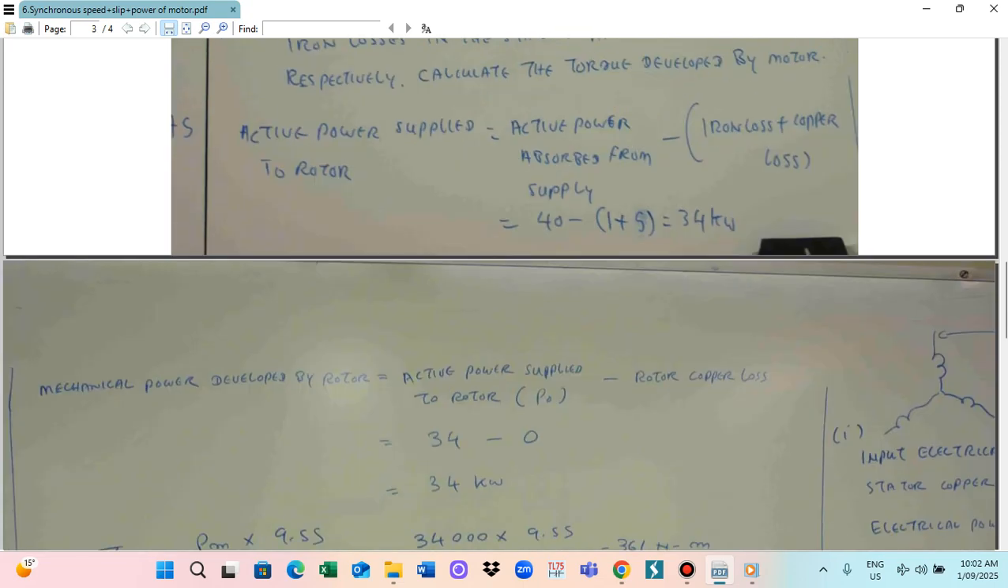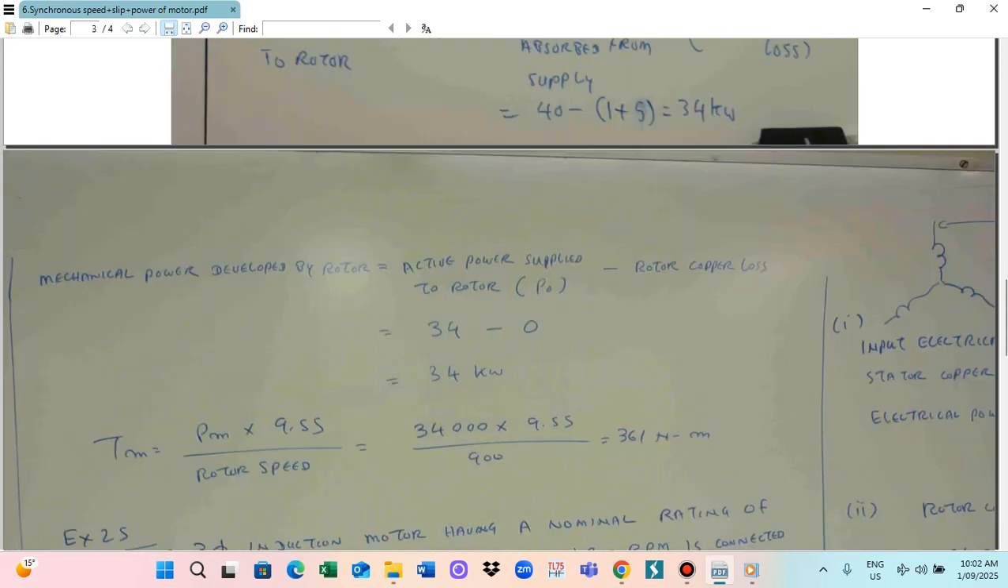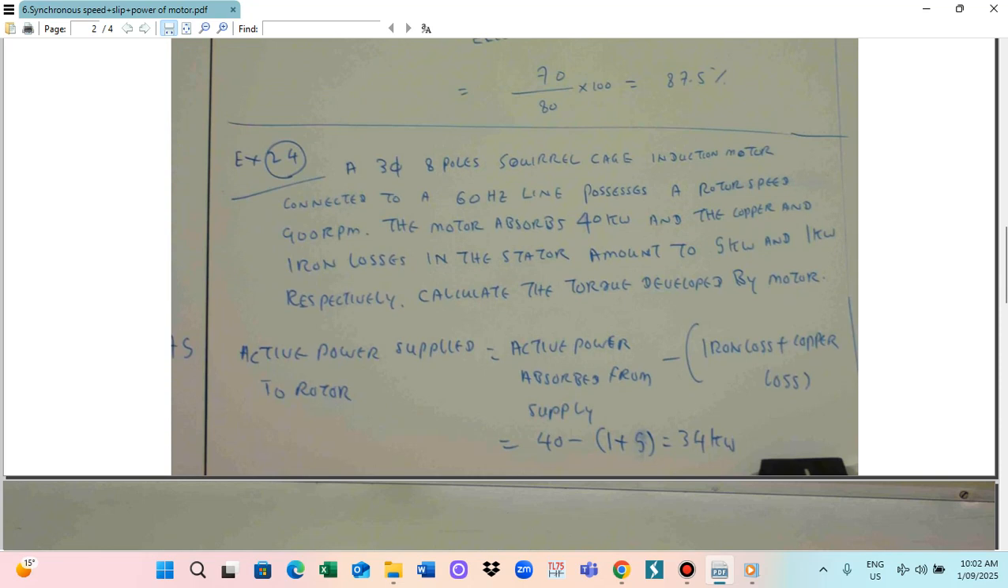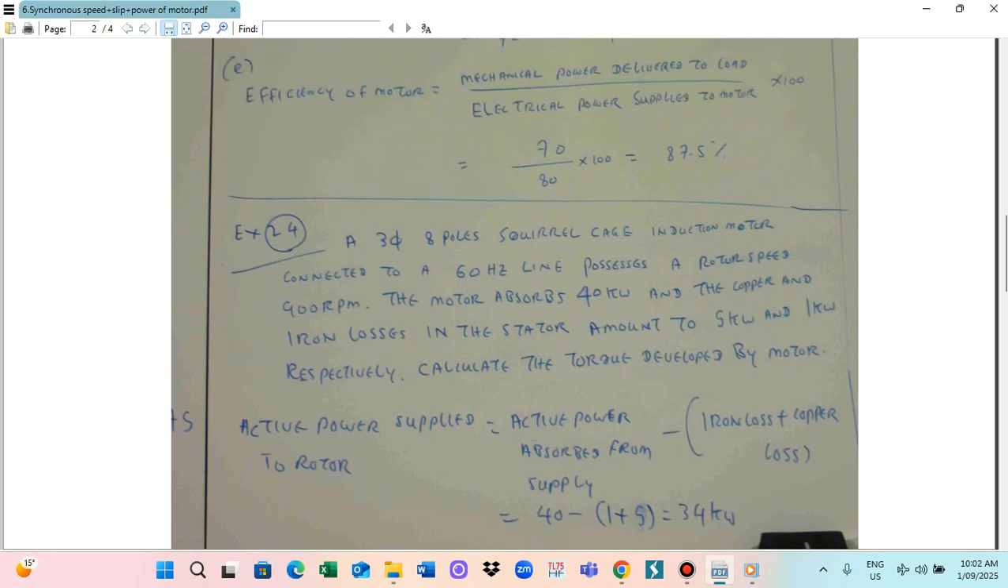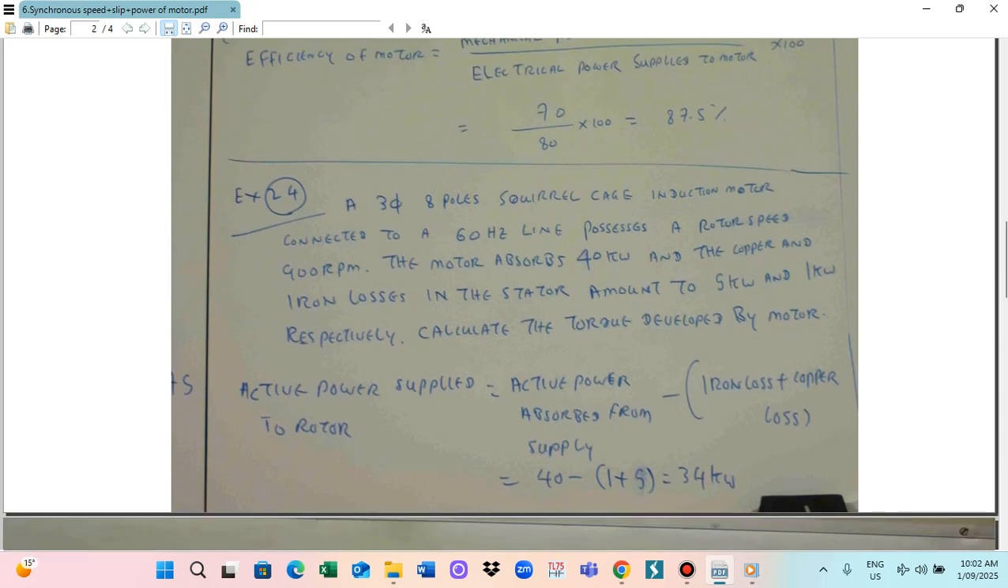Okay, firstly we calculate the active power supply to the rotor. This calculation is the active power absorbed from the supply minus the iron and copper loss.